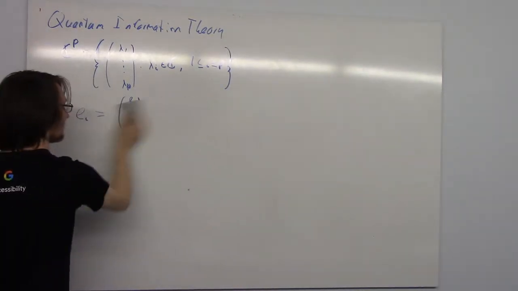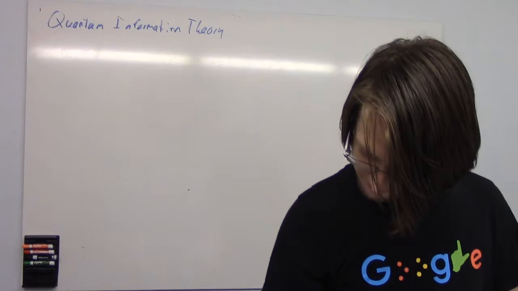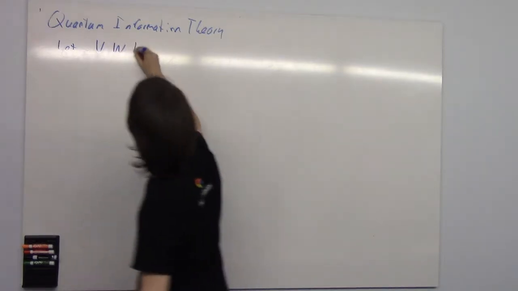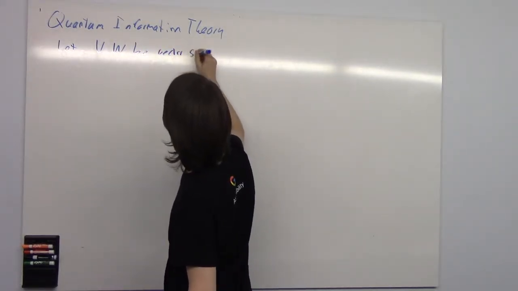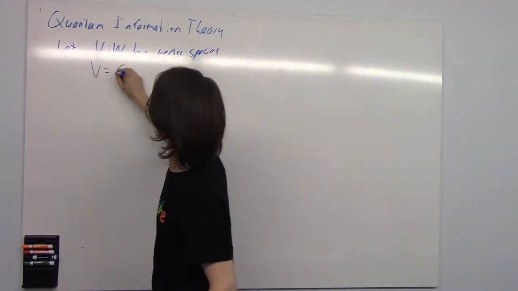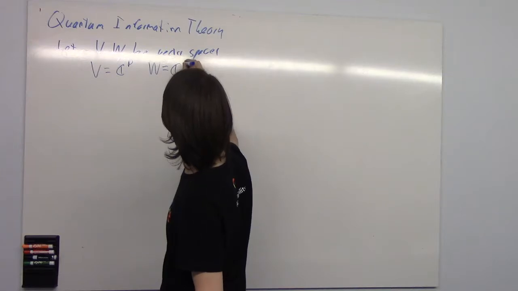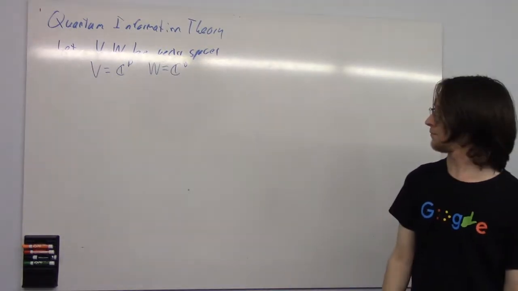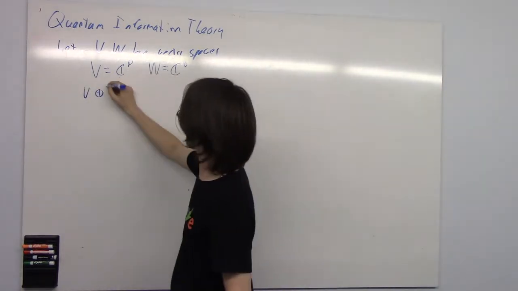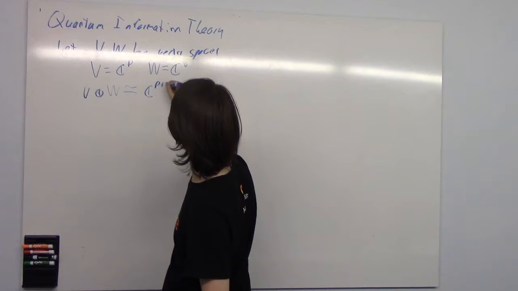So now that we understand the vector space we're working with, and have decided our notation, let V and W be vector spaces. Let's say V is just C^p and W is C^q. We can identify V direct sum W with C^(p+q).